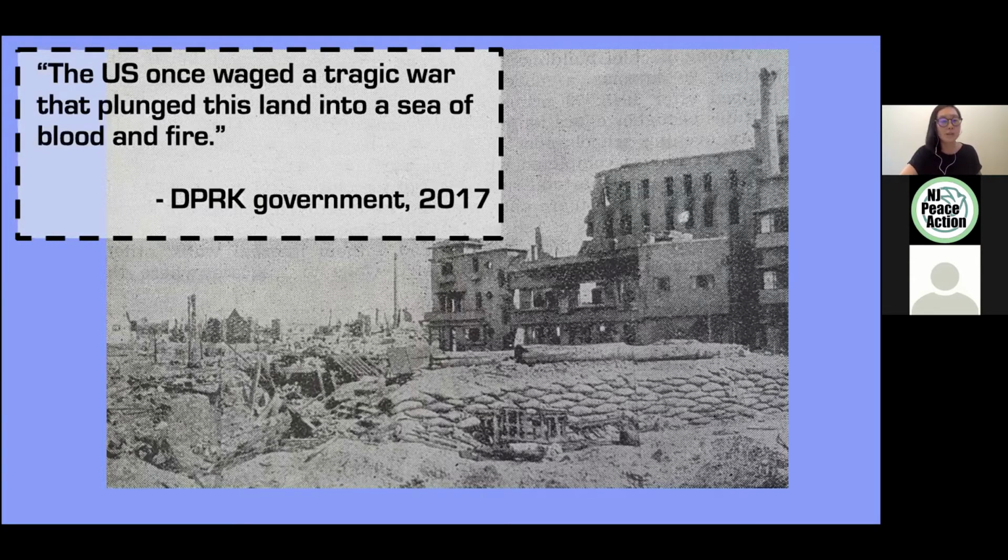So much so that in 2017, this is in the era of fire and fury, if you follow Korean politics, that might resonate with you. In 2017, the DPRK government reflected, quote, "The US once waged a tragic war that plunged this land into a sea of blood and fire." And they continue, "and has been leaving no stone unturned to obliterate the DPRK's ideology and system century after century," end quote. So this notes that the DPRK really sees the Korean War as an ongoing geopolitical situation.